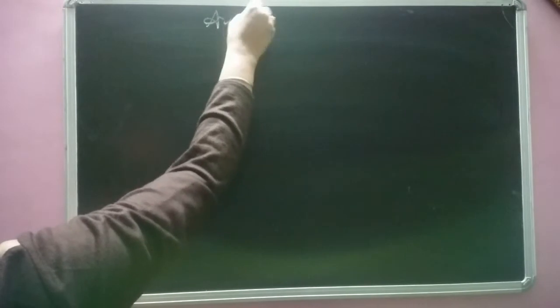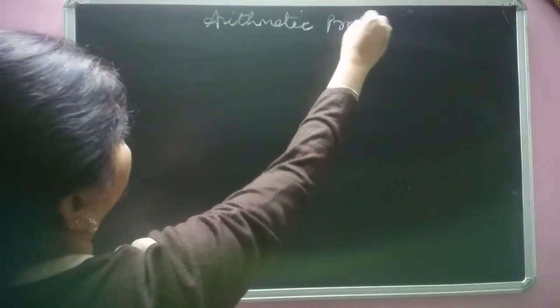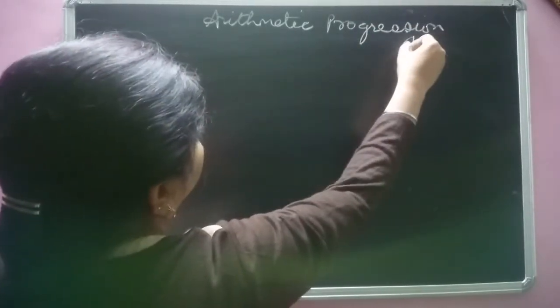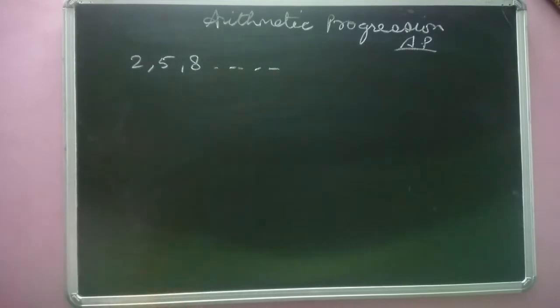In today's video, we are going to learn about arithmetic progression or AP. Arithmetic progression or AP means a series of numbers, like suppose I take 2, 5, 8 and so on, such that the difference between any two is the same.